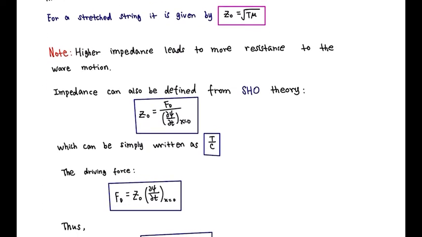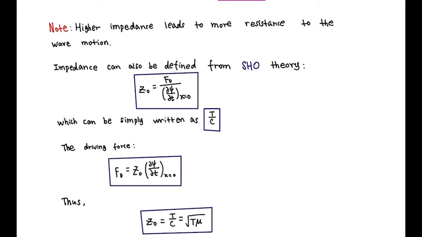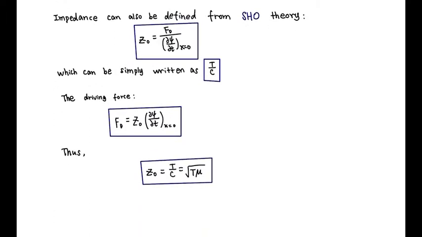Impedance can also be defined from simple harmonic oscillation theory, which is Z0 equals the driving force over velocity, which can be simply written as T over c, and the driving force is therefore Fd equals Z0 d psi/dt at x equals 0. Thus, we can calculate the impedance from T over c and the square root of T times mu. Now we can move on to introduce the boundary conditions acting on waves.